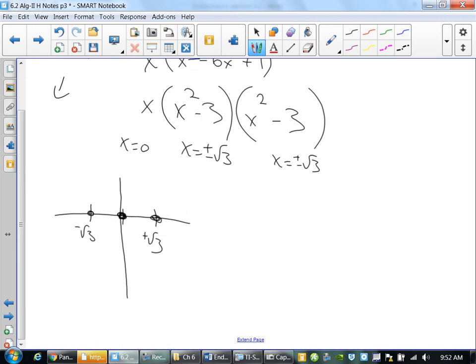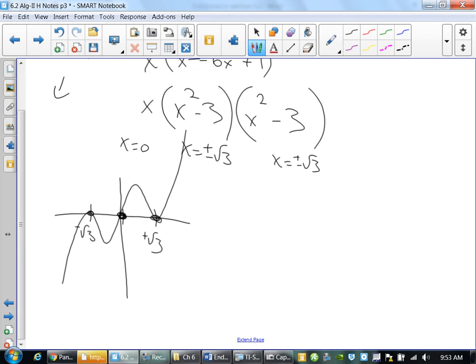So it's increasing. Now remember, I've got the multiplicity at negative 3, so it means it's going to come up, touch it, come down, go up, touch it, and go. Remember, if you've got multiplicity, that means it just touches it at that axis and changes direction right there.